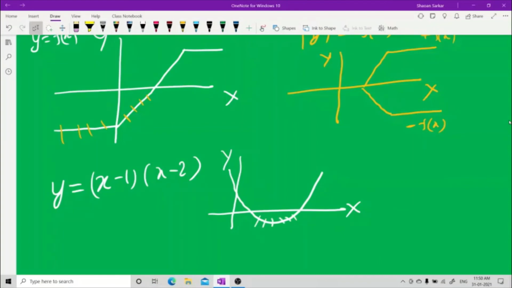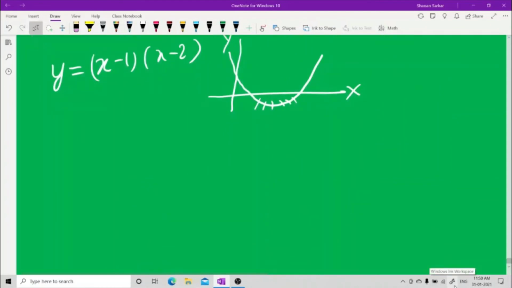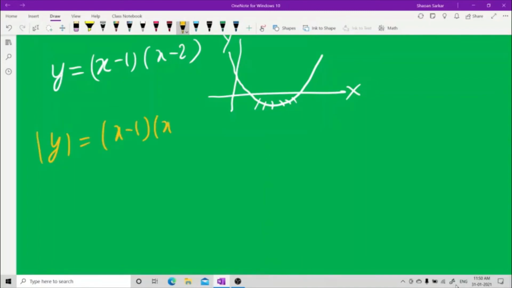So now for |y| equal to (x minus 1)(x minus 2), you will have the graph like this. This is your x-axis, this is your y-axis. This much portion of the graph would be there. You leave the remaining portion, and then you have this much portion. Take the image of this about the x-axis. This will be somewhat like this, and this will be somewhat like this.